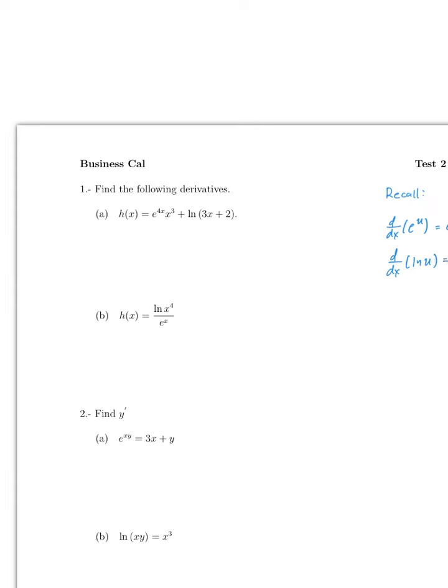Now, number 1, part A, this part is a product, so you have to use the product rule. This one is not a product. This one you just have to use this rule. But for the first part, you have to use the product rule.